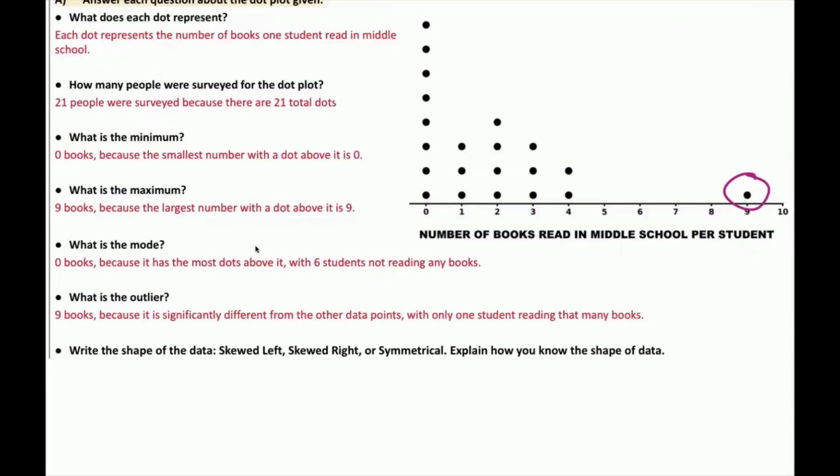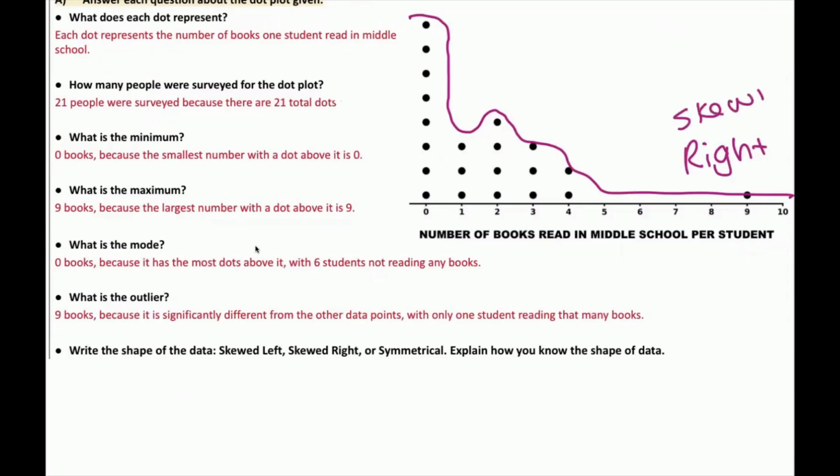And then write the shape of data. Okay, so we can kind of just draw a sketch at the top of each dot. And I can see that there's not a lot of data on the right. You're looking for where there's not a lot of data. If there's not a lot of data on the right, it is skewed right.